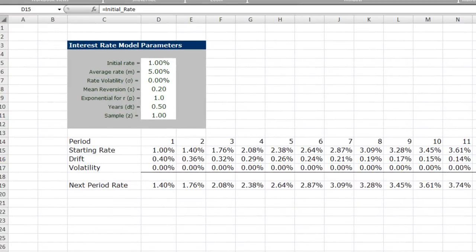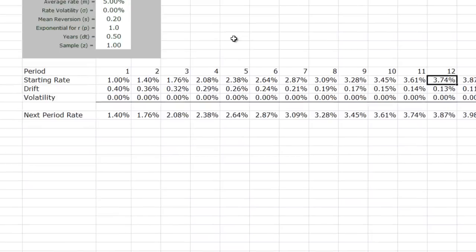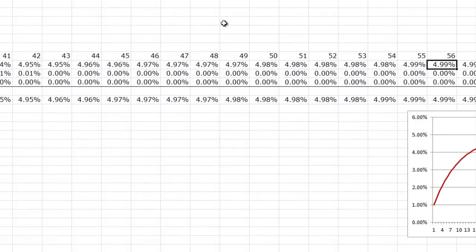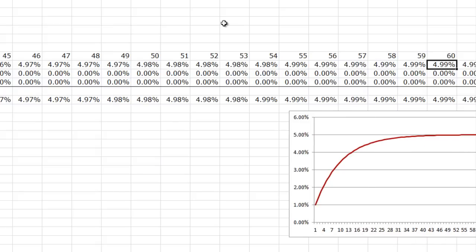Well, an important component of it is this mean reversion parameter here. Mean reversion isn't a magic number, but it does, within this particular model, help us understand how quickly rates will move towards the mean that you're using within the model. So in this case, we're starting at 1 and moving towards 5. And we can see that after about 60 periods, we're getting pretty close to our 5% mean.